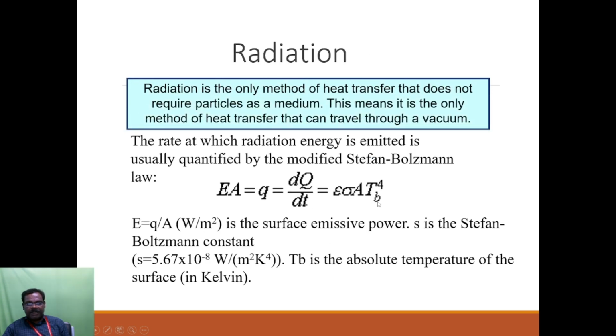So this is the formula. This sigma is equal to the Stefan-Boltzmann constant. The value of the Stefan-Boltzmann constant is 5.67 × 10^-8 watts per meter square Kelvin power 4.